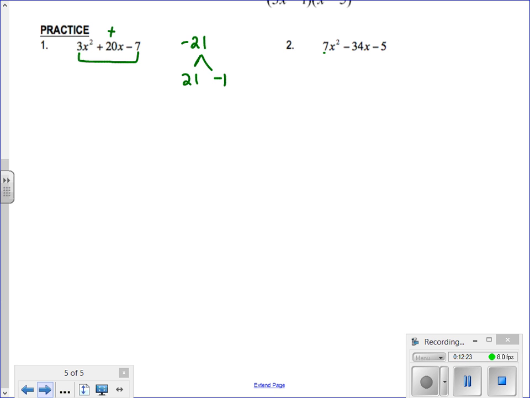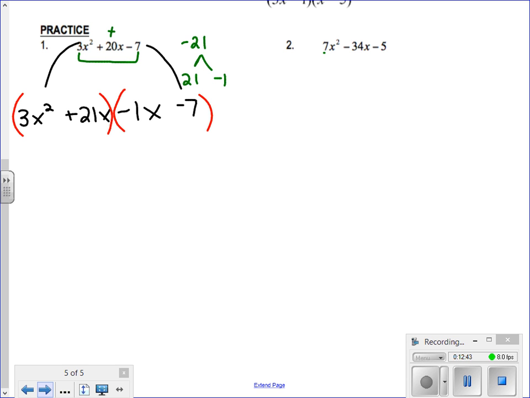So I can split this up as 3x squared, that's the first term coming down, minus 7 is the last term, and I split the middle as plus 21x minus 1x, and then the minus 7. Going ahead to group now, I need to find a GCF for each pair of terms. Between 3x squared and 21x, that GCF ends up being 3x. So when I divide 3x out of both terms, I'm left with x plus 7.